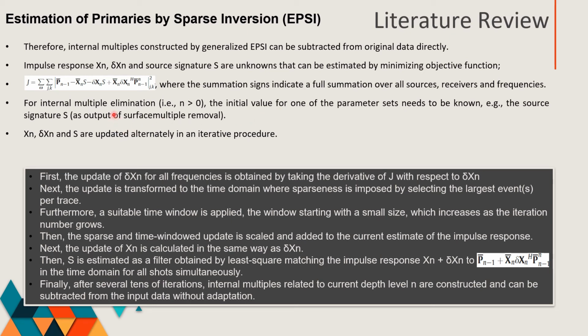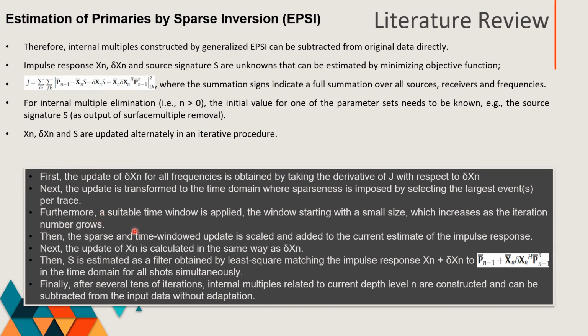For internal multiple elimination, for example n greater than 0, the initial value for one parameter set needs to be known, for example the source signature S as output of surface multiple removal. Xn, delta Xn and S are updated alternately in an iterative procedure. The first step is the update of delta Xn for all frequencies, obtained by taking the derivative of J with respect to delta Xn. Next, the update is transformed to the time domain, where sparseness is imposed by selecting the largest events per trace. Furthermore, a suitable time window is applied. The window starts with a small size, then increases as the iteration number grows.